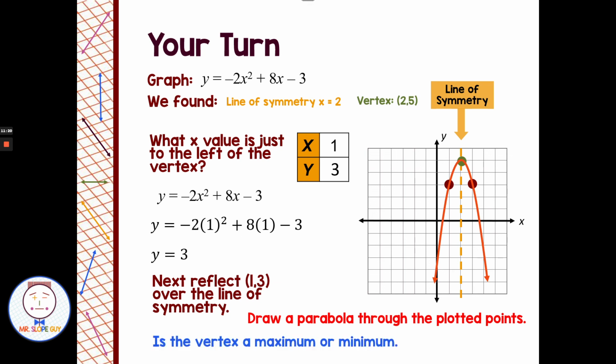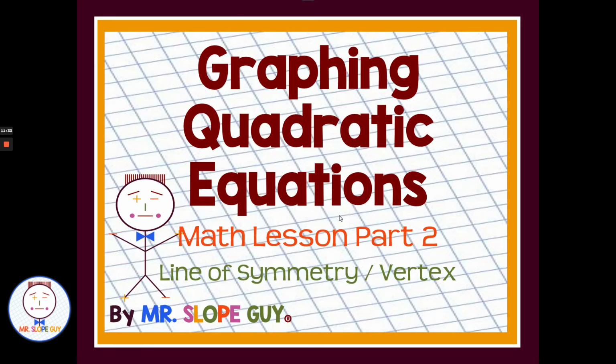So is that vertex at a maximum or a minimum point? Well, since this quadratic is facing downward, this vertex at 2, 5, that is definitely at a maximum point. And I hope that helps you guys get started with graphing quadratics.